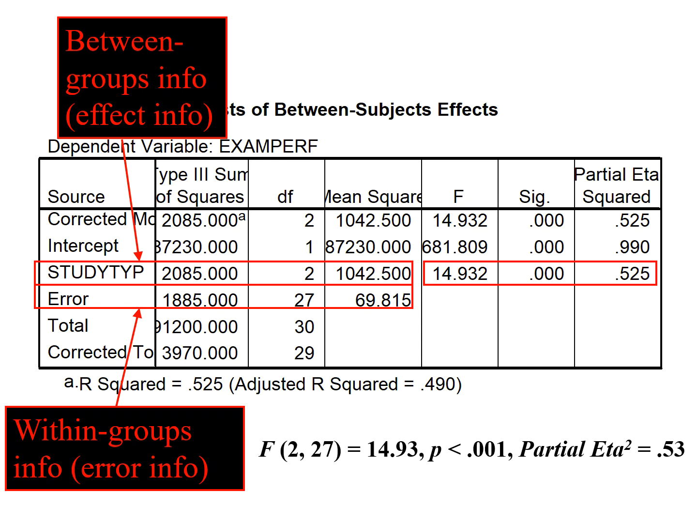So again, when we take a look at this, how we report this is F(2, 27), and we're getting those degrees of freedom directly from SPSS. Again, 2 tells us that there were 3 groups. 27 tells us there were 30 participants. We have the actual F, 14.93. We have the fact that its p-value is 0.001.